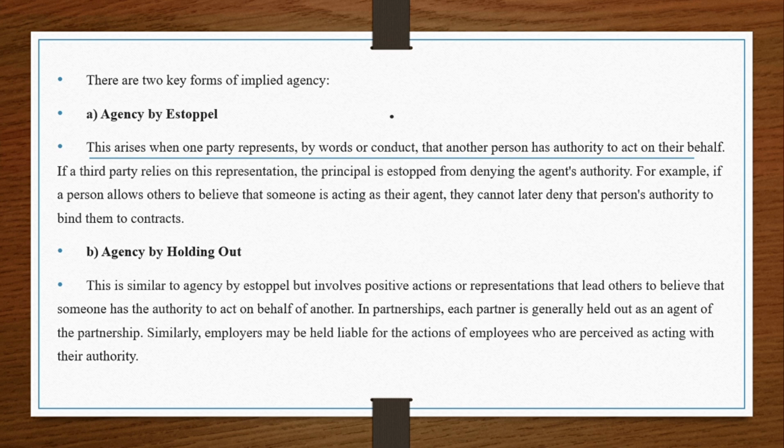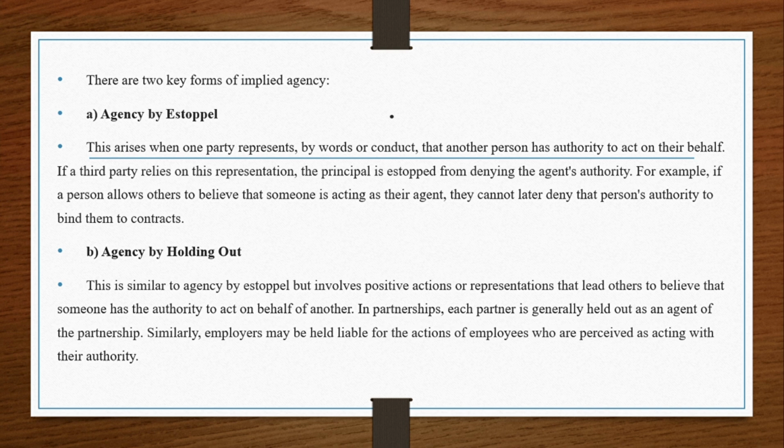For example, Sarah owns a shop and often allows her friend Emma to come and handle customers and collect payments when Sarah is away. One day Emma sells an item on credit. Sarah cannot later deny Emma's authority to make the sale, because her actions implied that Emma had the authority to act on her behalf. Sarah didn't state that Emma had the authority, but it depended on their conduct, the way they were behaving.